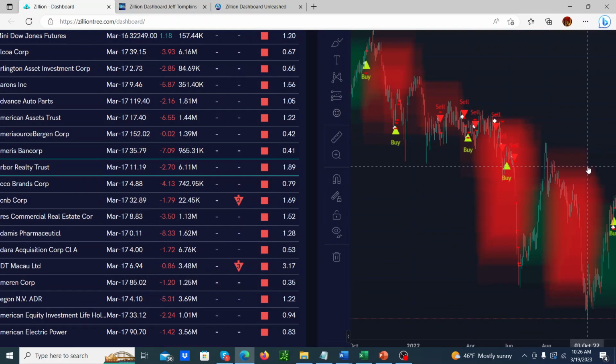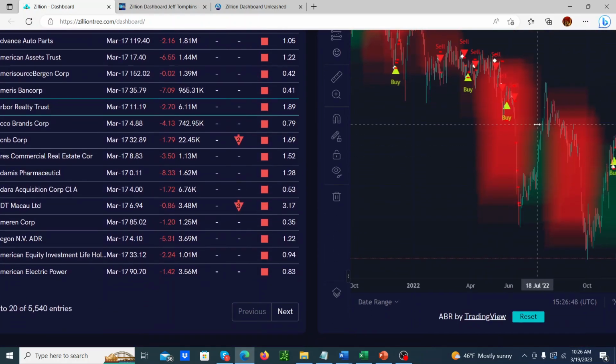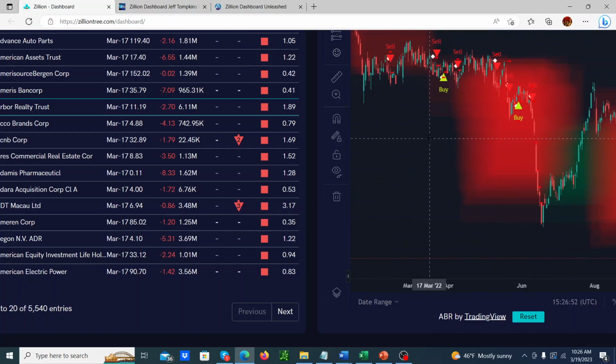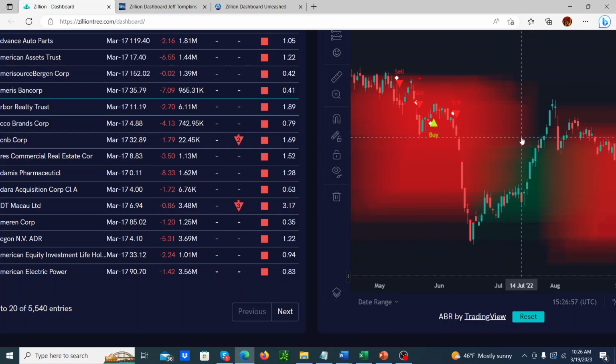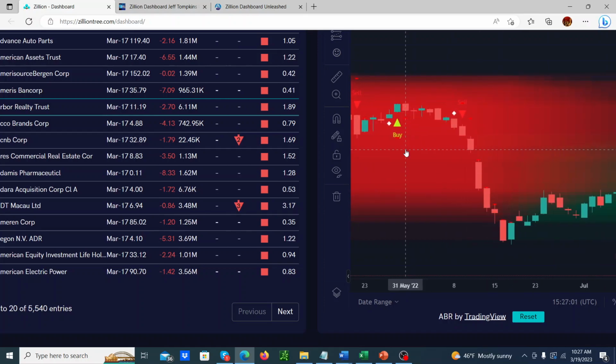So what setting are we on at the moment? Let's see. I think we're on aggressive, right? No, we're on moderate still. So you see these little red lines. I'll try and zoom right in. They can get kind of hard to see because of the cloud, right? So we're in this red cloud on this particular signal.